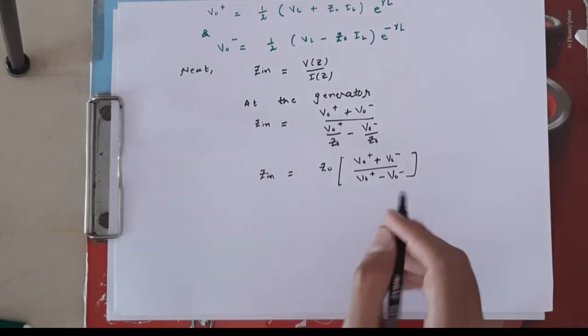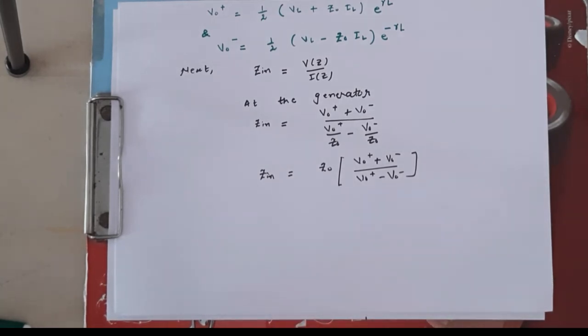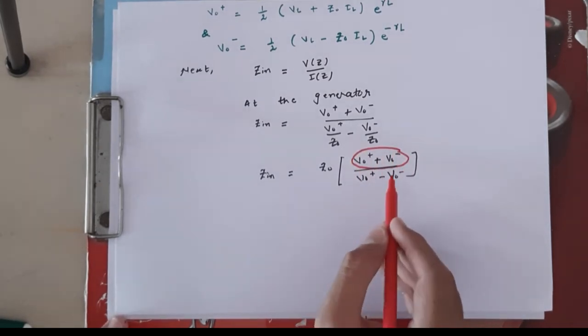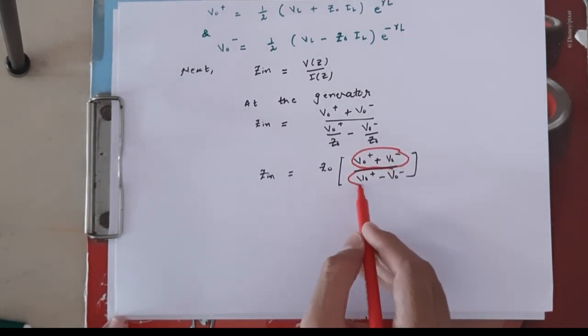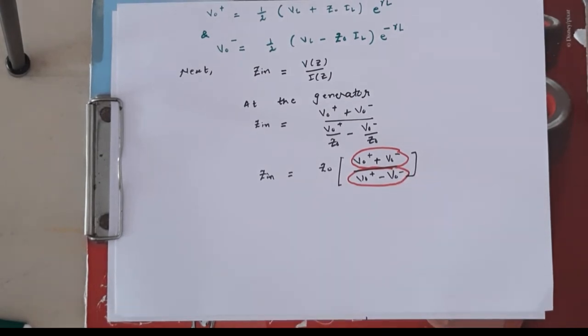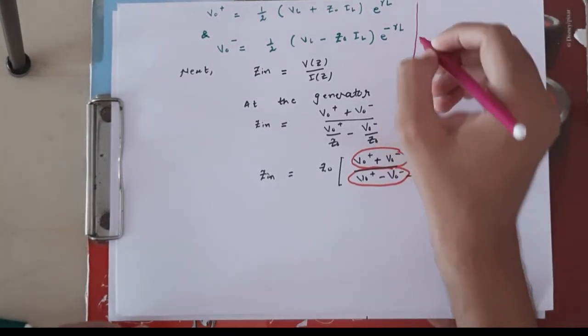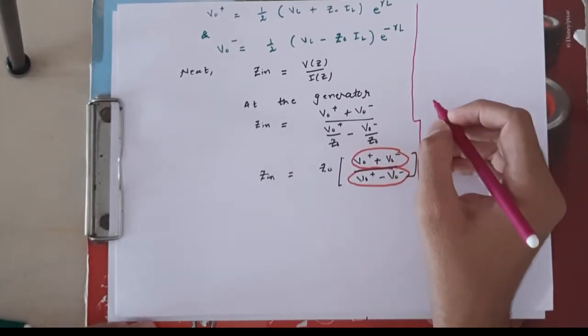Now we have to separately find first the addition of V0 plus and V0 minus, and then the subtraction of these two voltages at any point on the line. Before discussing this, first of all we have to clear some simple mathematics which is based on trigonometric functions.